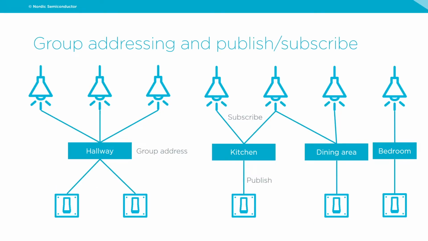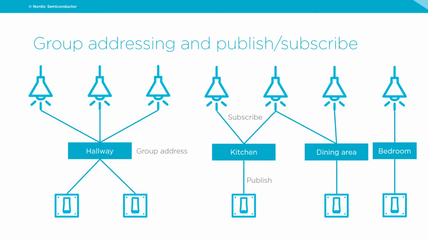Which brings us to another point, which is the group addressing and the publish-subscribe concept. So instead of addressing individual nodes in a network, there's a definition of group addresses and also virtual addresses, which provides the same concept but a nearly unlimited address space. Here we see an example of a building where you have multiple lights, but somewhere in the hallway, somewhere in the kitchen, somewhere in the dining area. There's one in the bedroom.